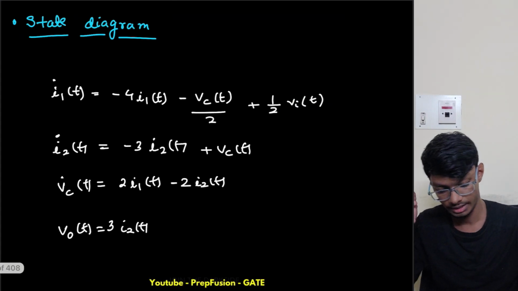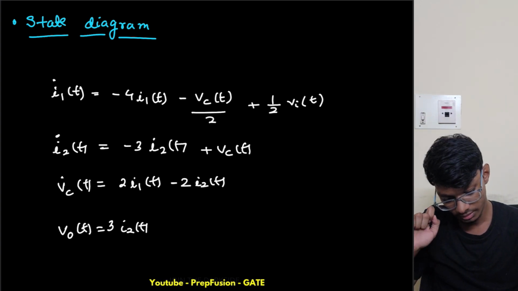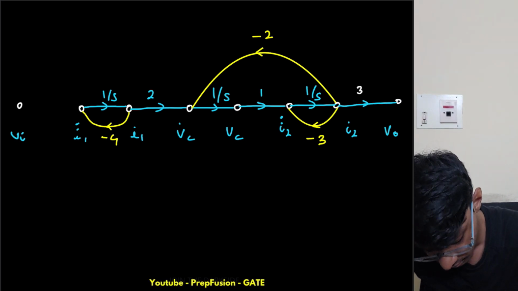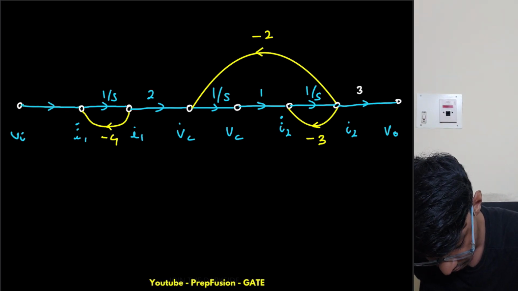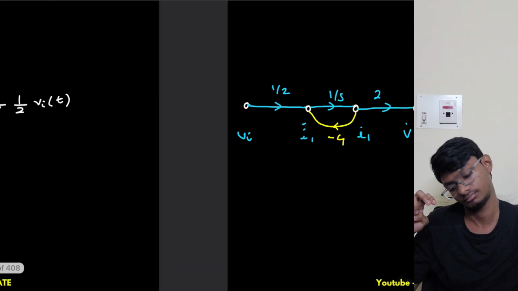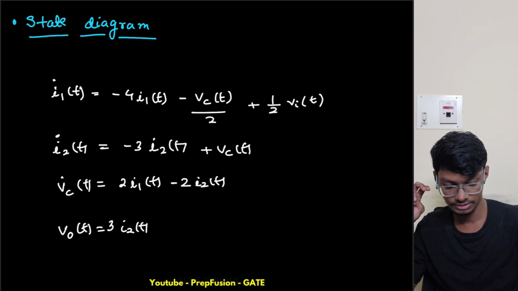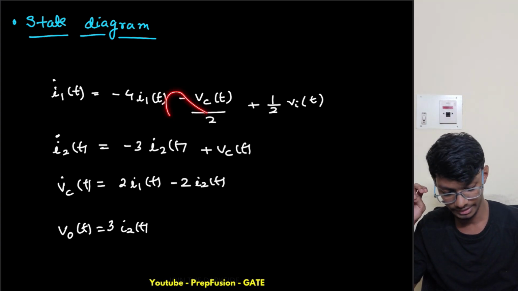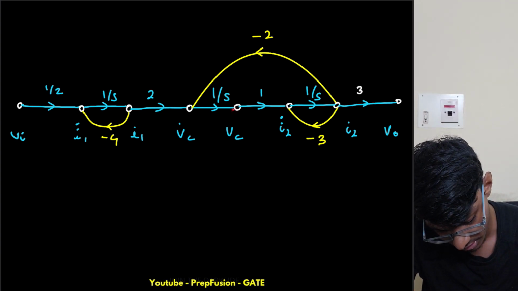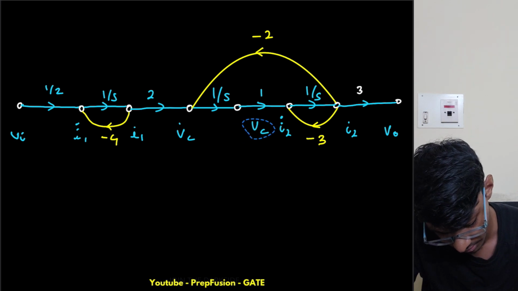Okay, and what else I have to take? I have to take half v1. Okay, and what else? I have to take minus 1 by 2 VC, minus 1 by 2 VC. So this will come like this one. Let me bring it over here a bit.